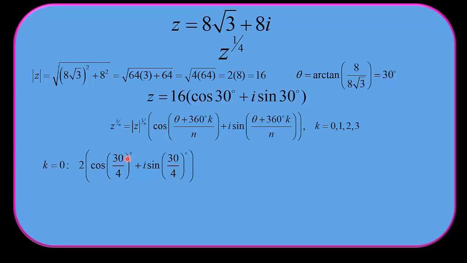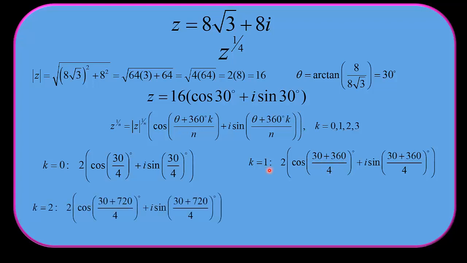Now we take the 30 degrees and we divide by 4. The 4 is because this is the fourth root. So we let k be 0, and there's no 360k, it's just 0, right? So we take 30 divided by 4. This is our first root. Now let's go for our second when k is equal to 1. So we add 360 to 30 and then divide by 4. Then we have k equals 2. This is our third root. Now we add 2 times 360 onto 30, divide by 4.